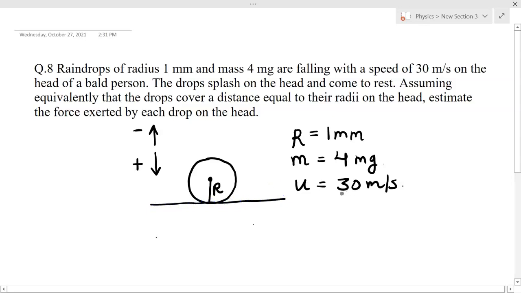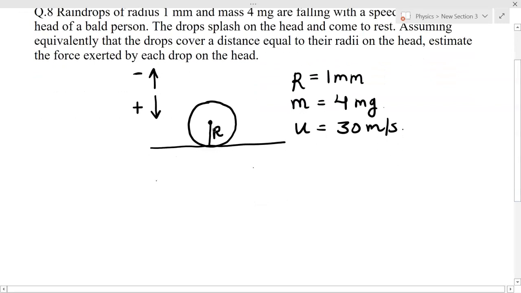Now this radius r is 1 mm and this drop falls on the head of this bald person with a speed of 30 meter per second. Now I can always assume that the liquid drop's center of mass is here at the center. Assuming that the drops are spherical, the center of mass is at the center of the sphere, as if the whole mass of this liquid drop is concentrated at the center. Now the distance covered by this drop is r before it comes to rest.